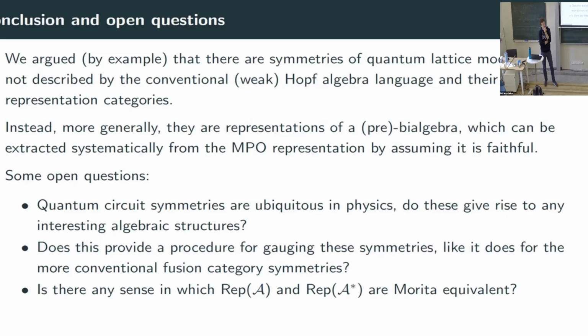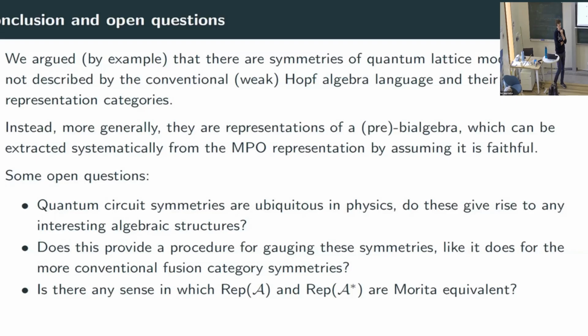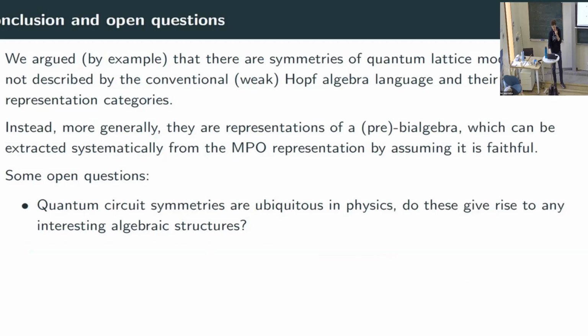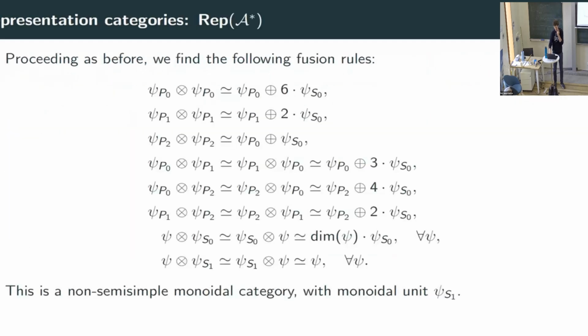Is Rep A star rigid? I don't know. The tensor unit is simple. I didn't think about duals. But you could try to guess. There are not so many objects. Now I can look at the fusion rule then. Are simples...? I'm not sure. Not rigid. The unit would be S1. Zero has no dual, right? No, indeed.